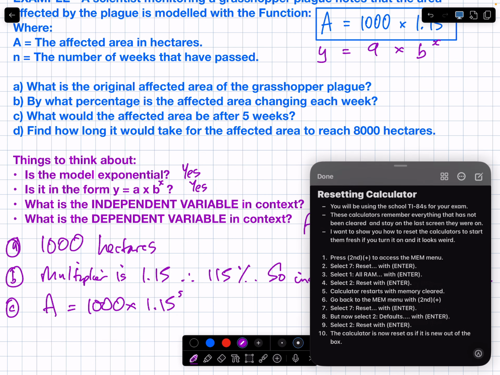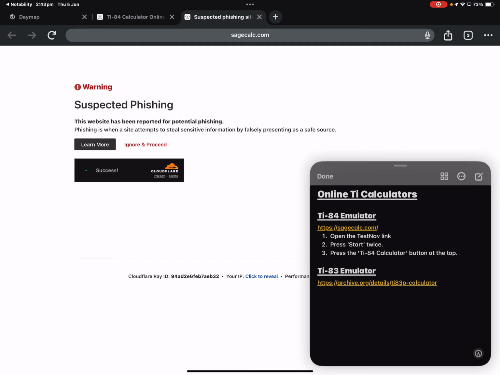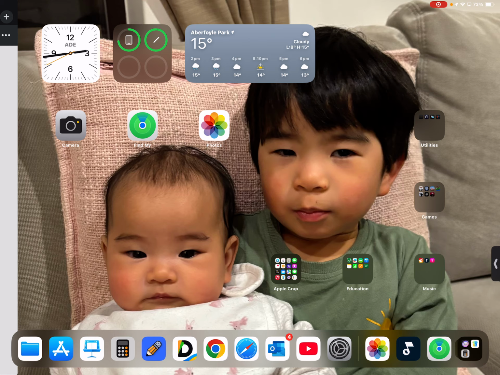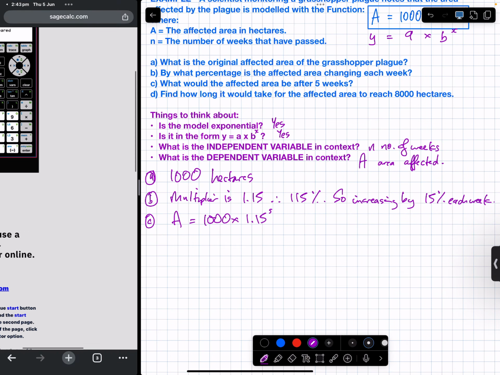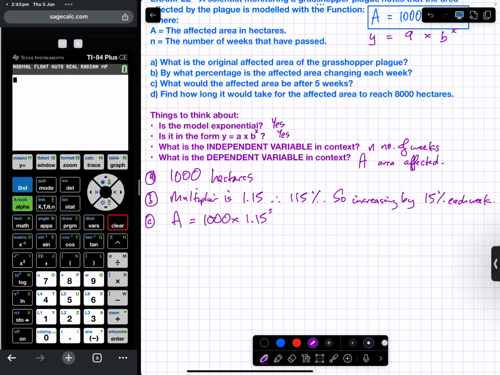So grab the calculator. You've got 1,000 times 1.15 to the power of 5. So that's telling you that the area is going to be 2011.36 hectares to 2 decimal places after 5 weeks.